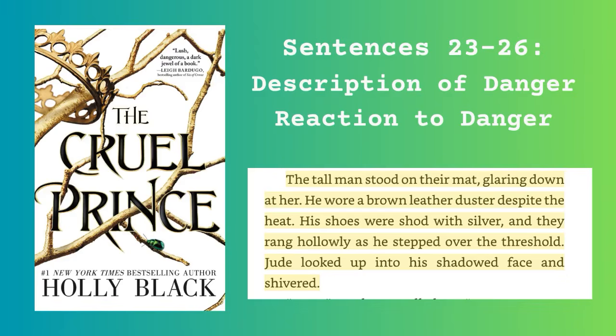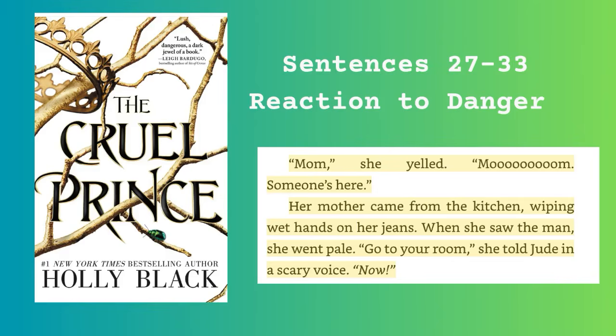The tall man stood on their mat, glaring down at her. He wore a brown leather duster despite the heat. His shoes were shod with silver, and they rang hollowly as he stepped over the threshold. Jude looked up into his shadowed face and shivered. Notice the specificity of detail in that description of the man. We get it from the girl's point of view. He seems scary. She shivers. We're right pulled in. We get danger in that paragraph. Boom. Watch out, everybody.